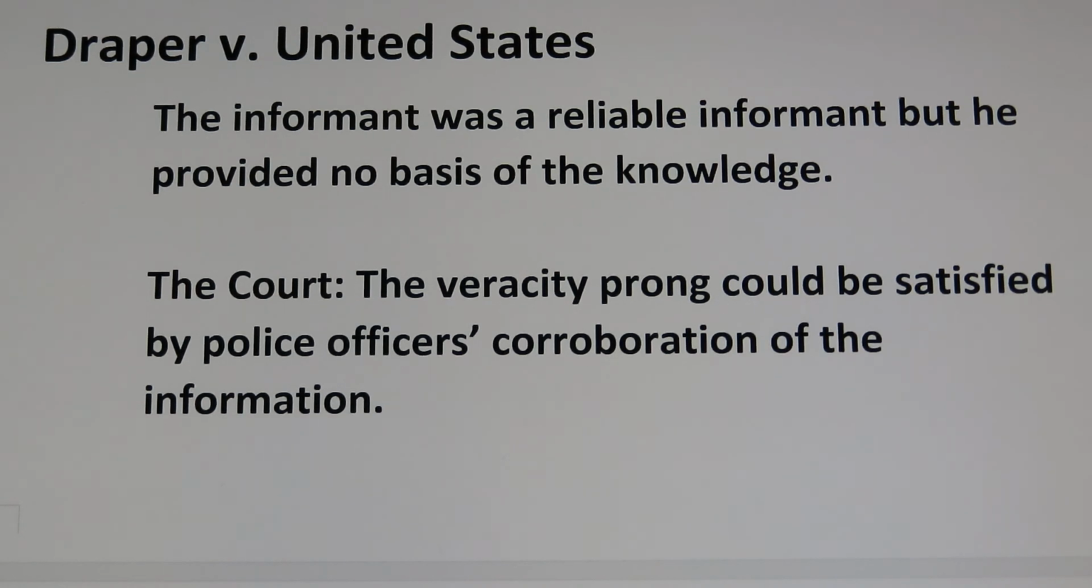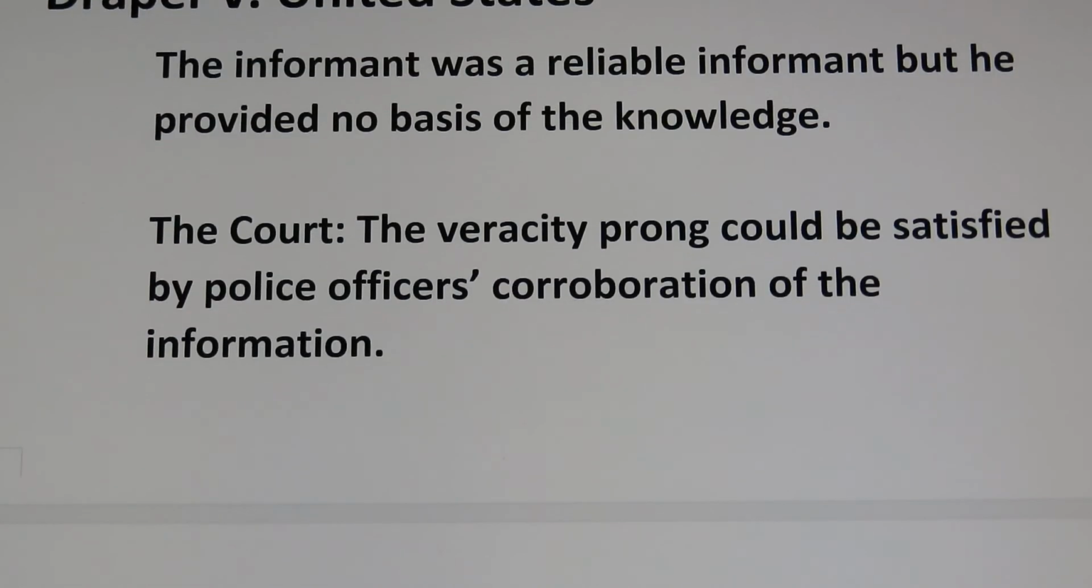And then what was the ruling of the court? The court actually said the police had probable cause to make the arrest. The court said this second prong actually was satisfied because the police officers corroborated all the information provided by the informant. So what the court said was, even though the informant did not provide the basis of the knowledge, this second prong could be satisfied by police officers' corroboration or verification of the information provided by the informant.